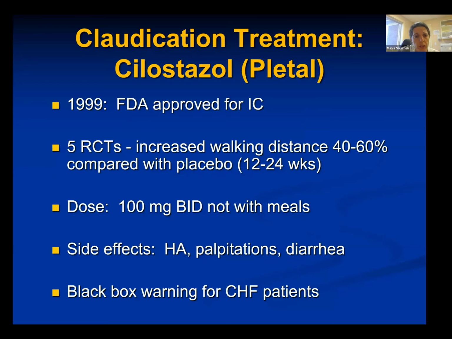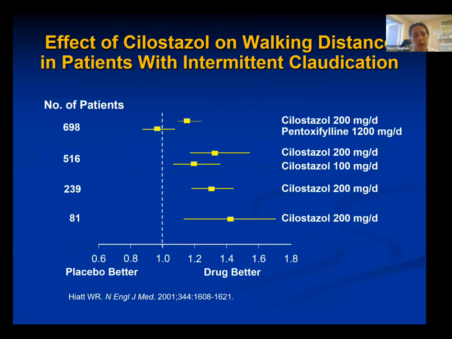It was approved by the FDA in 1999, and it's actually been well studied in 5 randomized trials and shown to improve walking distance compared with placebo in patients with PAD. It's a BID dosing medication, and because it's a phosphodiesterase type 3 inhibitor, there is a black box warning for CHF patients. So unfortunately, we can't use it in patients who have CHF. This is just showing you the studies that were done using cilostazol and showed the benefit versus placebo.